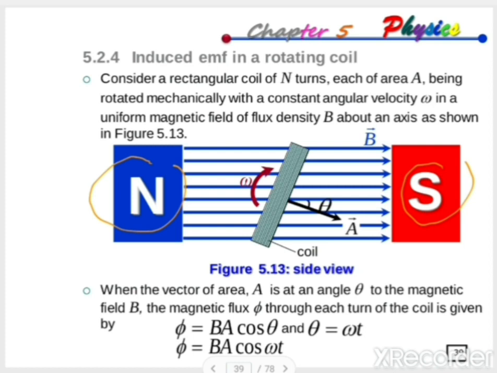When the vector of area A is at angle theta to the magnetic field, the magnetic flux through each turn of the coil is given, from the basic formula of magnetic flux, by B A cos theta. Theta is the angular displacement, and we know that theta is equal to omega t. So we can derive the equation of magnetic flux equal to BA cos omega t.